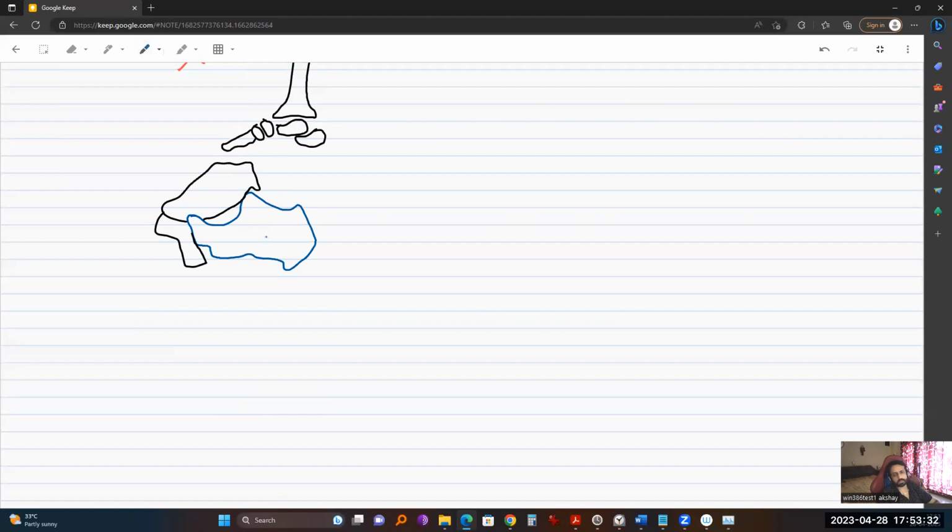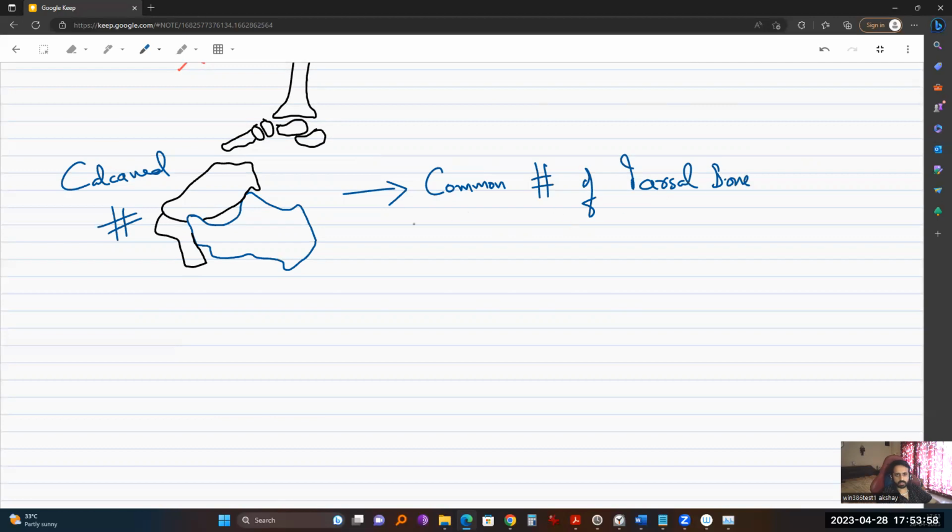The interesting thing about the calcaneal fracture is that it is the most common fracture of the tarsal bones, and 75% of the time these are intra-articular.